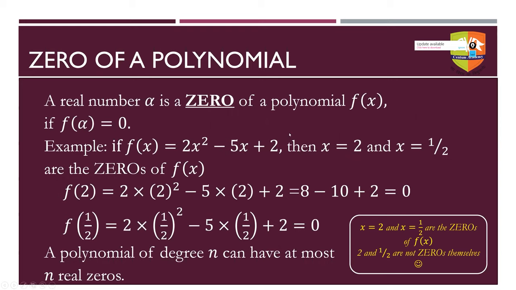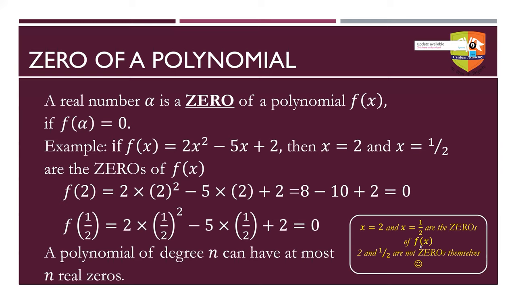Now, a real number alpha is a zero of a polynomial f(x) if f(alpha) is equal to zero. Example, if f(x) is 2x² − 5x + 2, then x equals 2 and x equals 1/2 are the zeros of f(x). And f(2) is equal to 0. And f(1/2) is also 0.